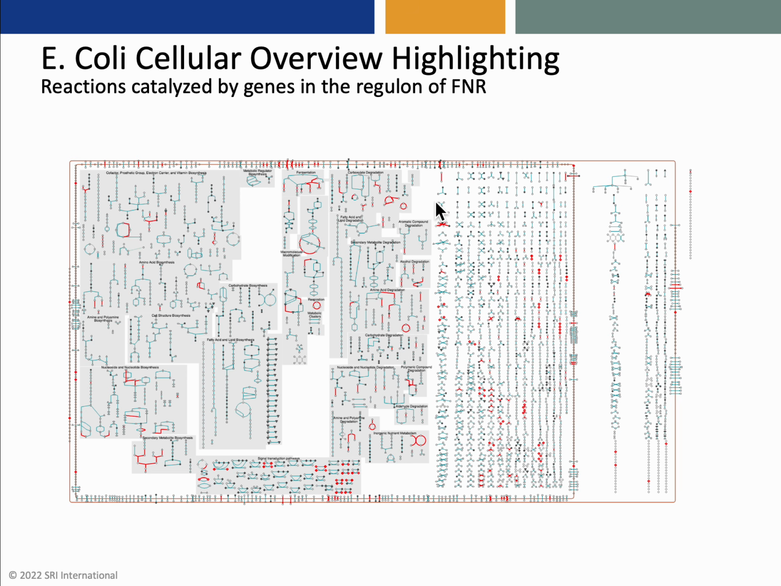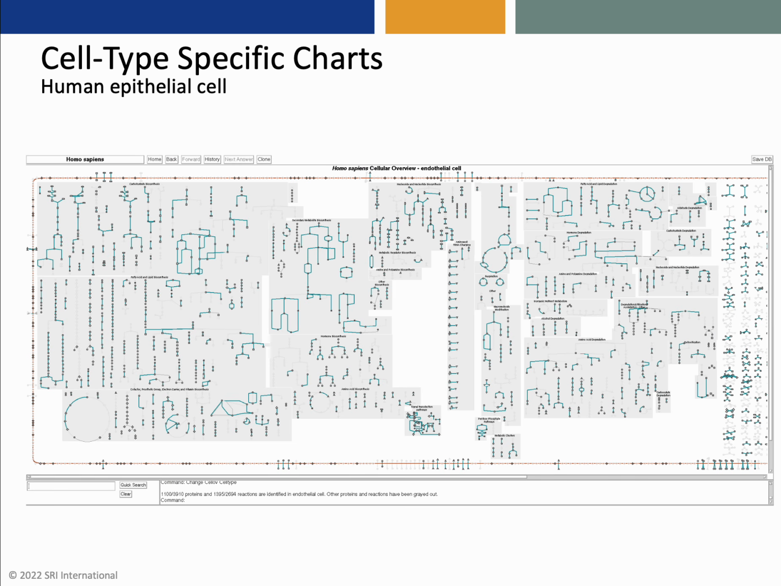We can also do highlights on the diagram. So here we've highlighted in red every reaction whose genes are regulated by the transcriptional regulator FNR. We've also created cell type specific versions of the charts. For example, in humans, here we're showing the human epithelial cell diagram by graying out all pathways not known to be expressed in epithelial cells.